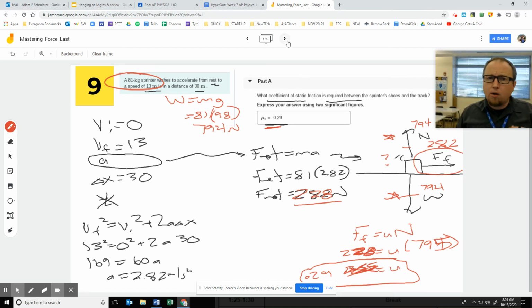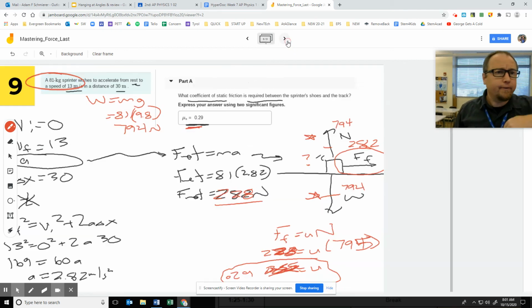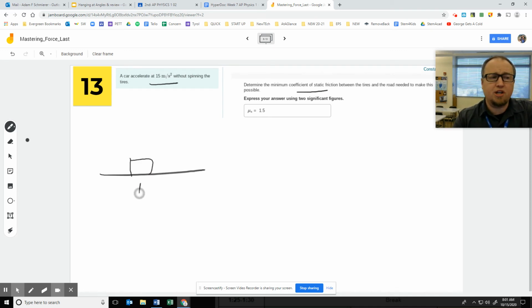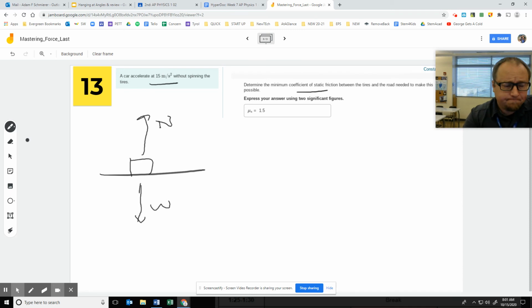This is taking a little bit longer than I wanted, so let's get into 13. Here we go. All right, number 13. A car accelerates at 15 meters per second squared without spinning the tires. Determine the coefficient of static friction. What? Hold on. There's a tire. Don't judge my pictures. I heard you silently judging me. There's weight force. There's normal force. Okay? The car wants to go to the right. That means the friction is to the right.